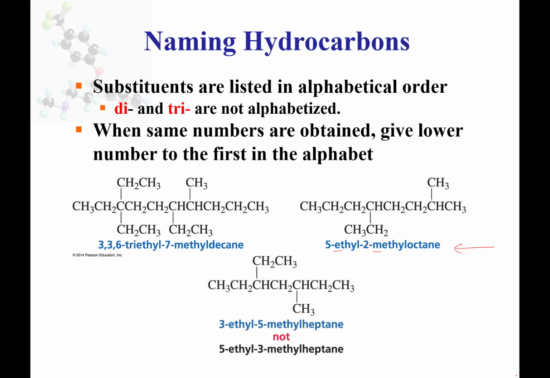Now, when you number the chain this way or the other way, you will notice that the two substituents are both at 3 and 5. So which one is the correct name? Well, we put 3 for ethyl, and this is because even though the numbers are the same, 3, 5 or 5, 3, the 3 should go with the substituent that comes first in the alphabet, and so that again would be ethyl.